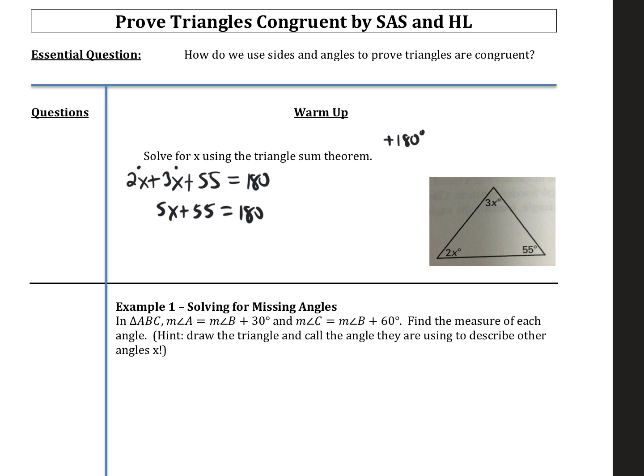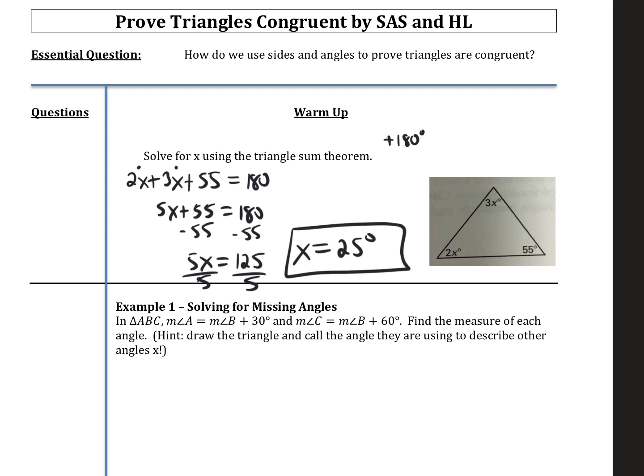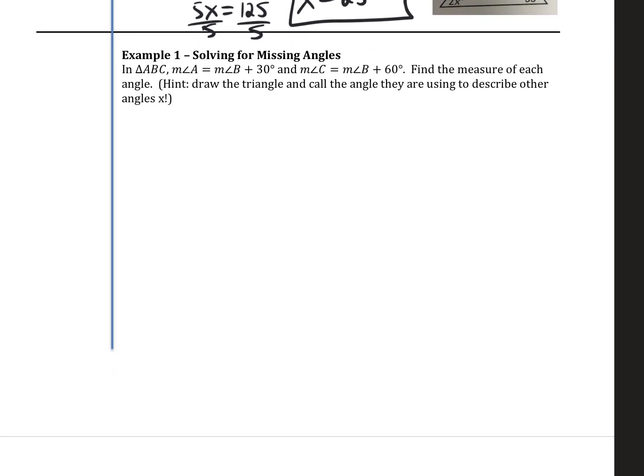Solve for x by subtracting 55. We have 5x equals, what's 180 minus 55? That's going to be 125. Divide by 5. We get x equals 25 degrees. And there's our answer. All right, sounds good. So this format's going to be kind of important for these examples.